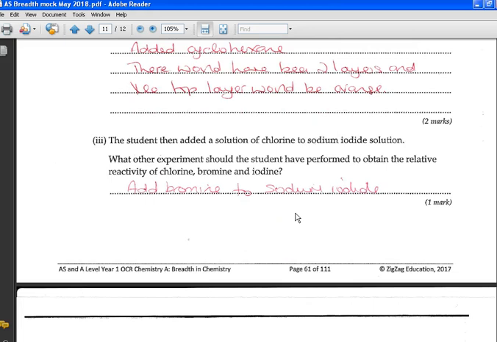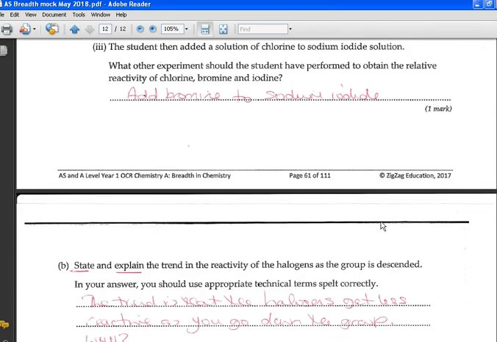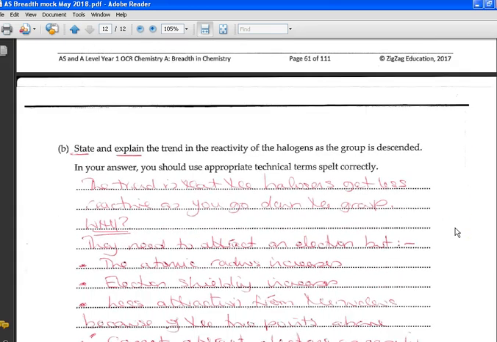Okay, the student then added a solution of chlorine to sodium iodide solution. What other experiments should the student have performed to obtain the relative reactivity of all 3 halogens, chlorine, bromine and iodine? You've done the chlorine and sodium iodide, where you would get a displacement, but you also needed to show that if you added bromine to sodium iodide, you would also get a displacement, and that will then give you the 3 halogens and their order of reactivity.